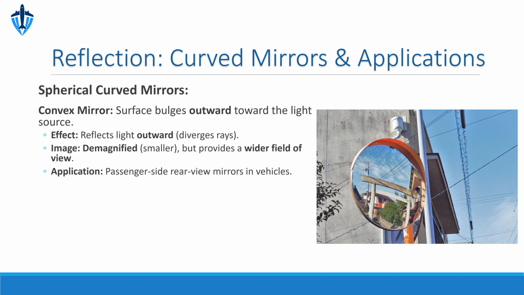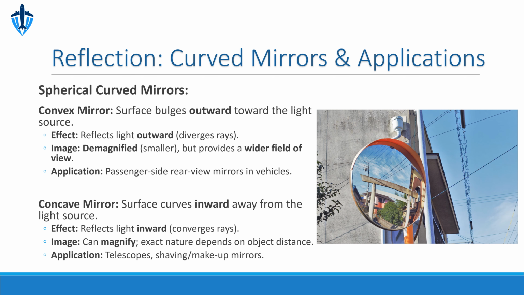This creates an image that is demagnified. Everything looks smaller. However, this trade-off gives you a much wider field of view. That's precisely why they're used as the passenger side rear view mirror in cars to minimize blind spots.